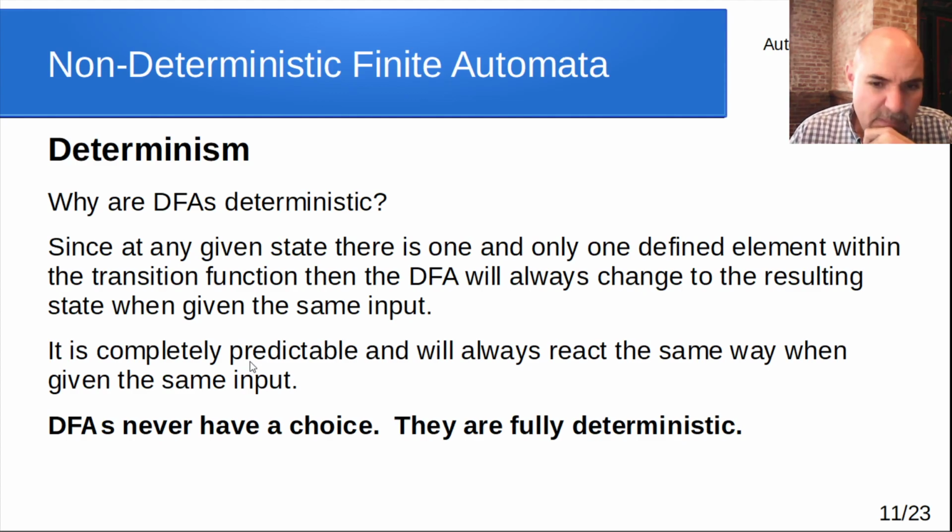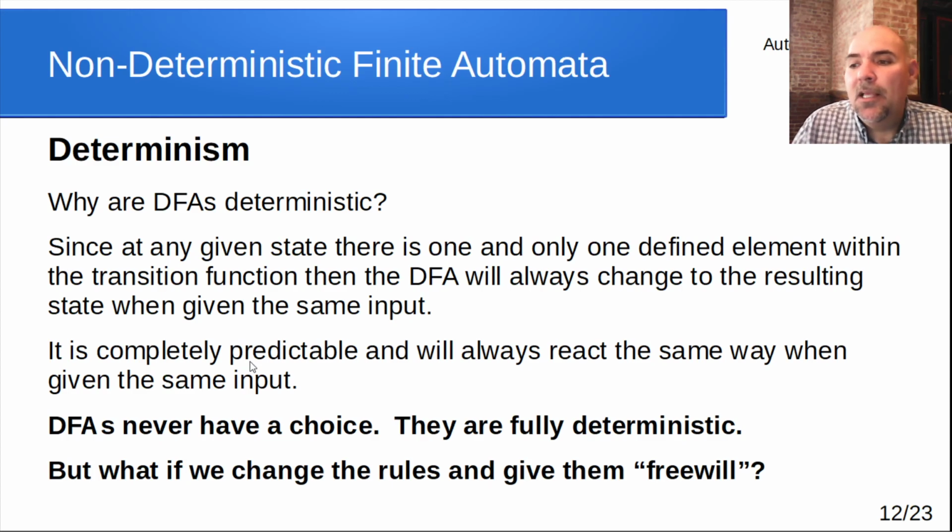That means that DFAs never really have a choice about what to do when you feed them a string. So in other words, if you feed this robot the same string, it will always take the same actions, and that makes it fully deterministic. And one of the things we might consider is, what happens if we change the rules to give that robot a form of what I have in quotes there, free will, so it can make choices about what it does with the string?